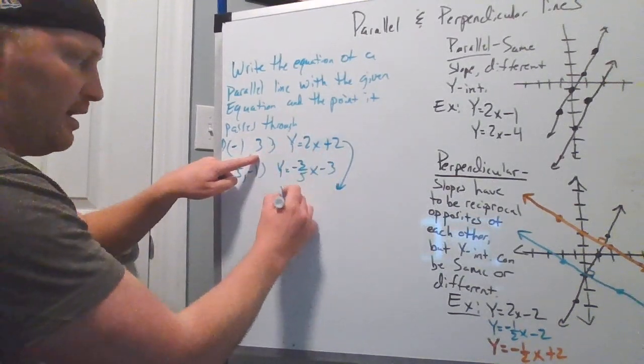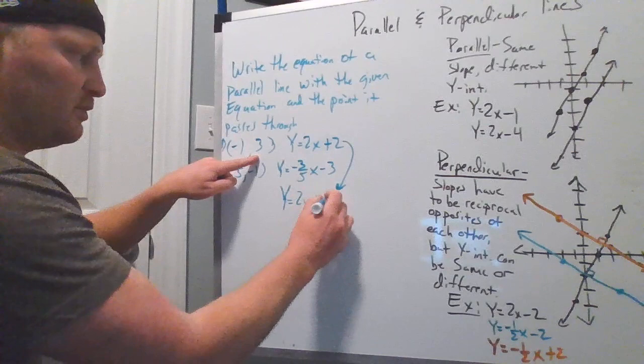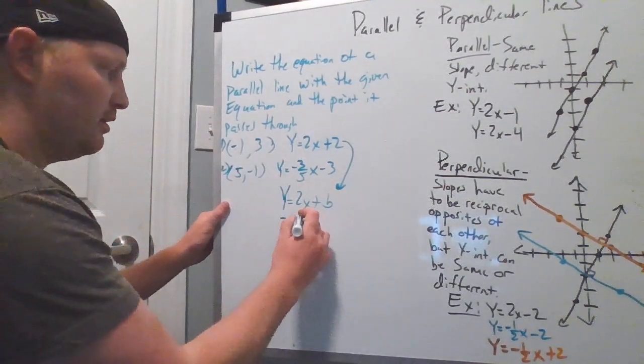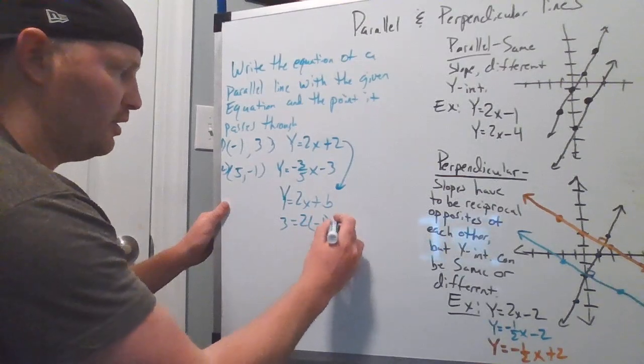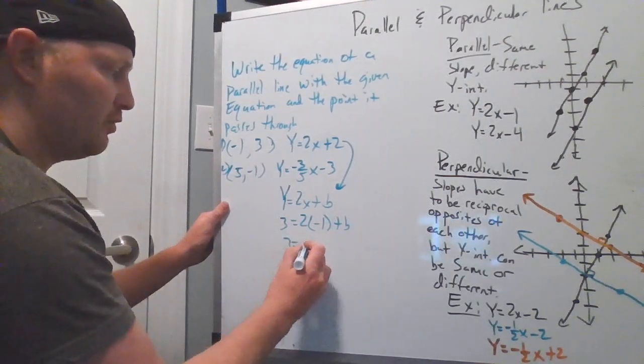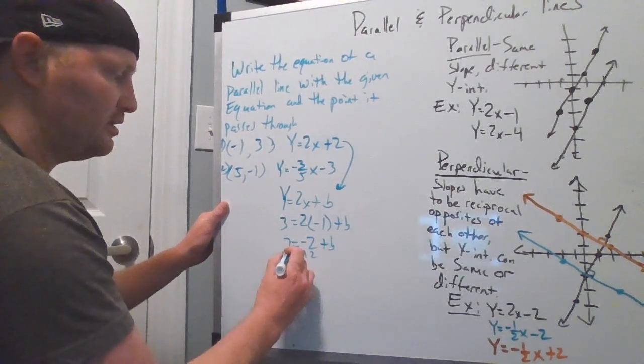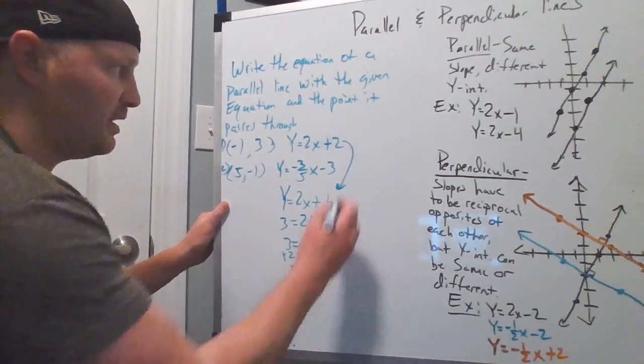So again, I'm rewriting this. y = 2x + b. Simple substitution. Replace y with 3. Replace x with -1, plus b. 3 = -2 + b. Add 2, and I get 5 = b.